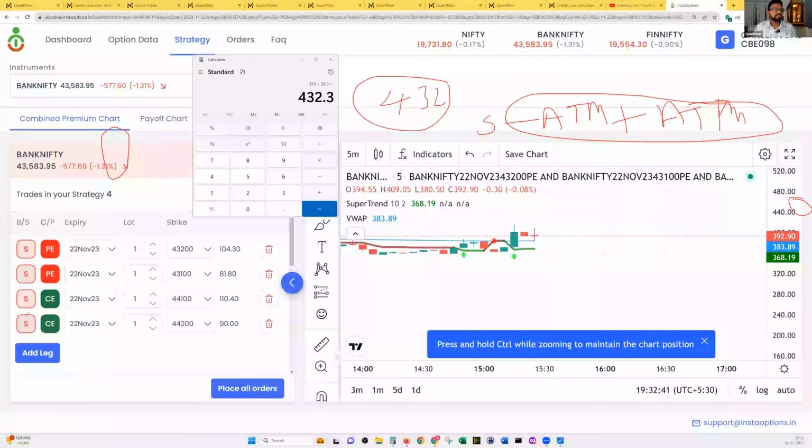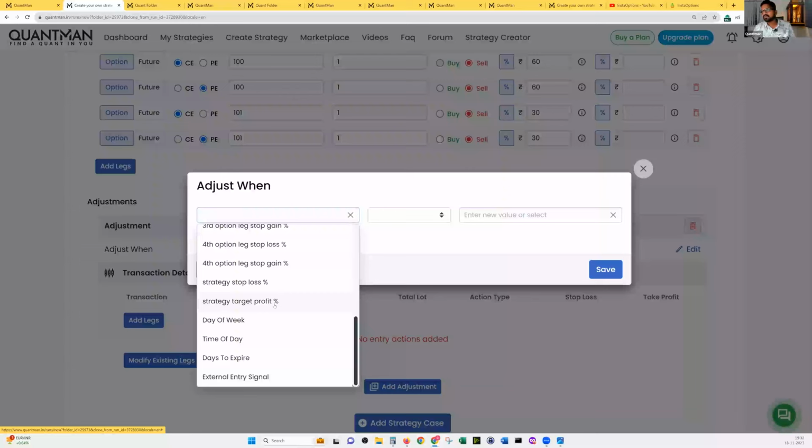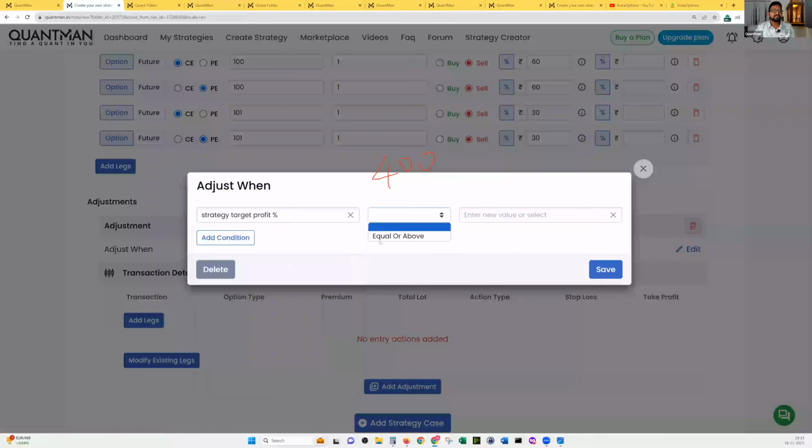So now I hope each and everyone understood what the values mean over here, the strategy stop loss and strategy take profit. Did you guys understand what strategy stop loss and strategy take profit are? Take profit is going to be very simple. If my collected premium is 400 rupees, my strategy target is equal to or above 10. I just entered my trade at 400 rupees of premium, and I say my strategy target profit is 10%.